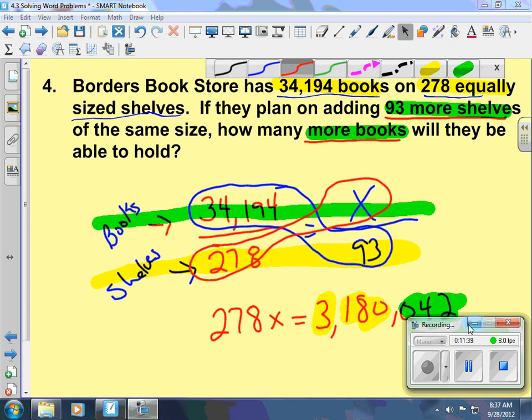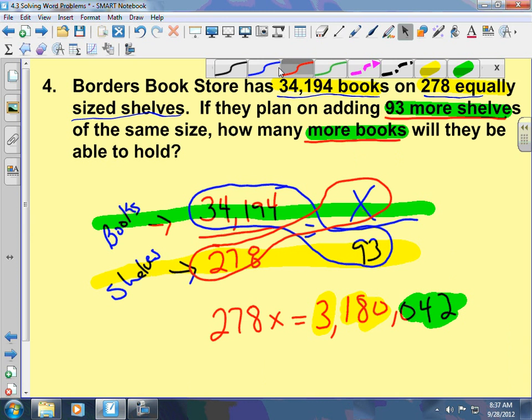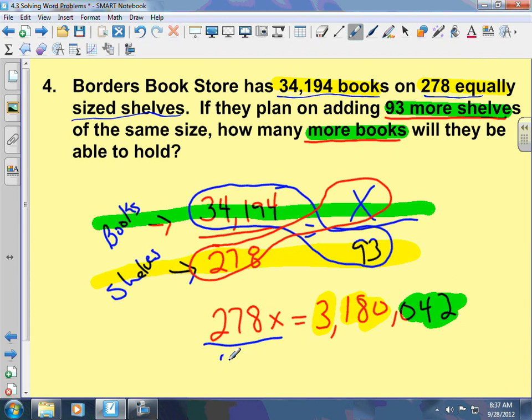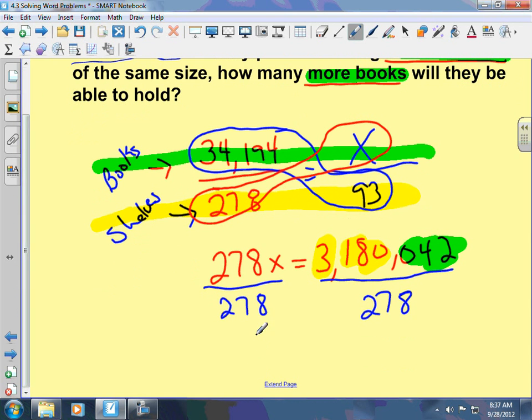Okay, so now the biggest thing you have to remember is now you divide both sides by the number next to the X, and the number next to the X has to go on bottom. So the 3,180,042 is going to go on top, divided by 278. It goes into your calculator second, 278, equals, X equals 11,439. So they'll be able to add 11,439 books. That's your answer.